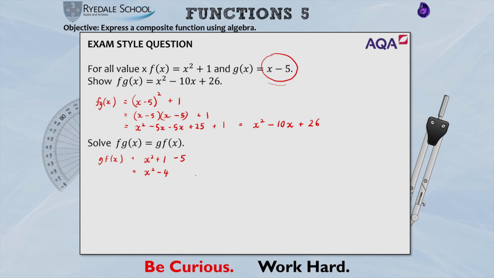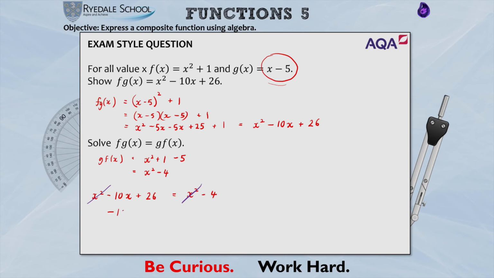So what we need to do now is equate these two things, and you'll find that in the extension questions that I've set you, I've set a very similar question to this. So we need to say, when does this equal this? So when does x squared take 10x plus 26 equal x squared take away 4? Well, the first thing that you might immediately notice is I've got an x squared on both sides, so those cancel.